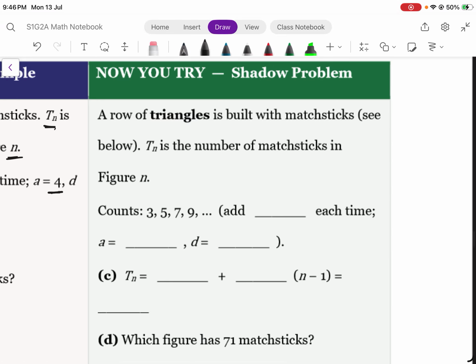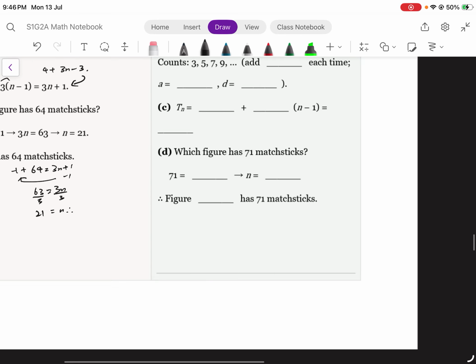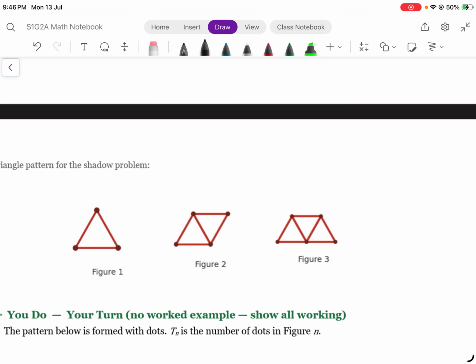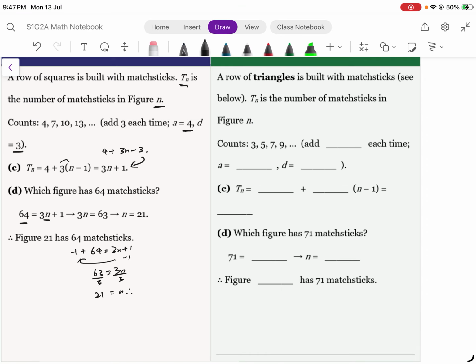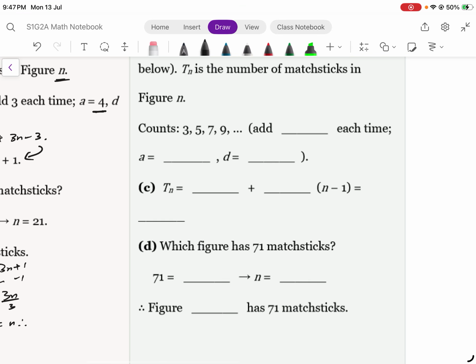Now you have a row of triangles built with matchsticks, see below. The first one is 3, then you plus 2, so it's 5, then it's 7. Based on this, we add how much? 2 each time. What's my first term? 3. What's my difference? 2. When you add together it is 3 plus 2 bracket n minus 1, 3 plus 2n minus 2. So 3 minus 2, 2n plus 1.